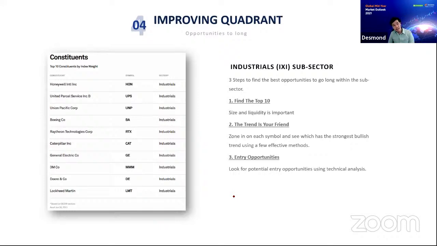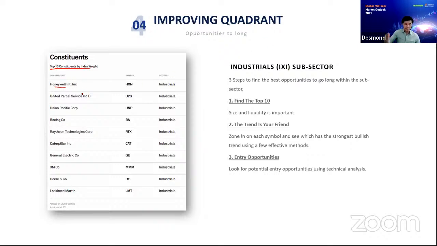Now, first and foremost, the improving quadrant, which I showed you previously, was the industrial subsector, IXI. So we're going to follow the three-step approach to find the best opportunities here. Just looking at top 10 constituents by index weight, there are many places you can get this. Just search the sector, see what the constituents are, sort based on weight, and you can see which are the biggest ones out there. So I'm going to look at Honeywell.